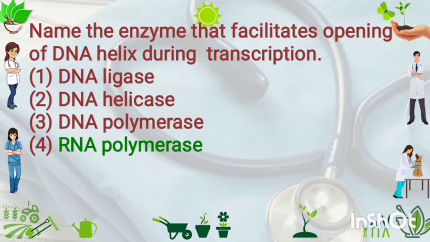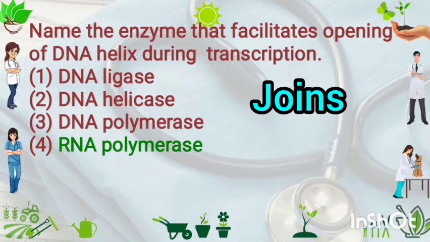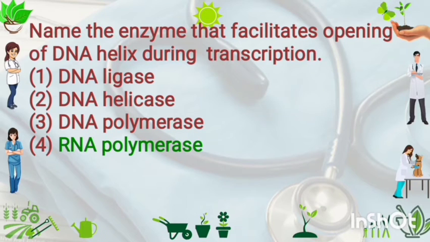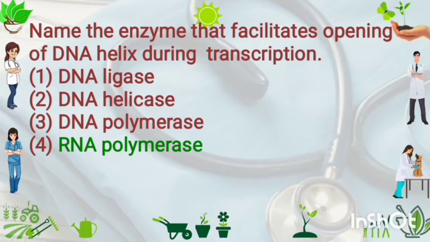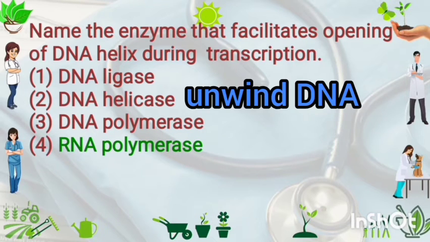Hope you know the function of DNA ligase. DNA ligase joins single-stranded breaks in double-stranded DNA during DNA replication, repair and recombination processes. Whereas DNA polymerase adds complementary DNA nucleotides to the growing strand in the 5' to 3' direction during DNA replication. And coming to the DNA helicases, they are enzymes that are able to unwind DNA by the use of energy equivalent to ATP.